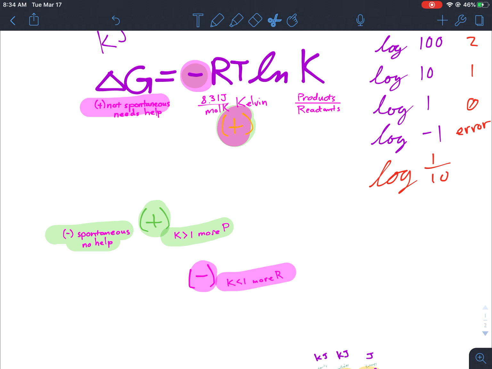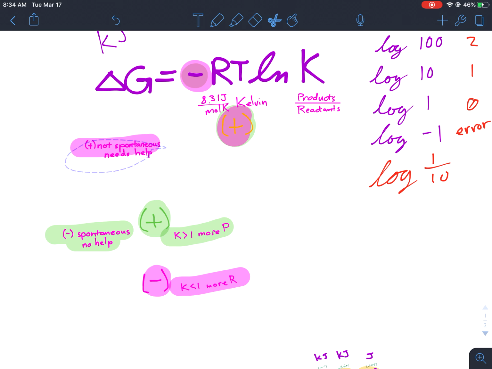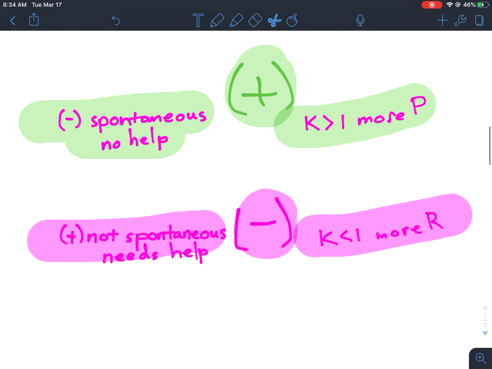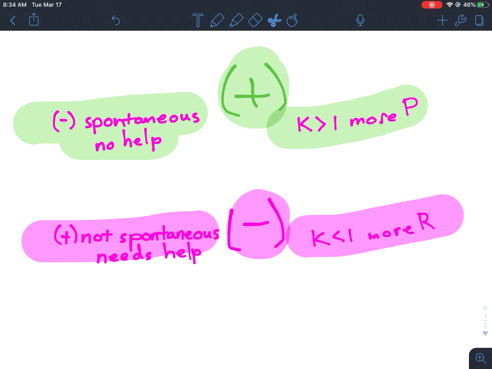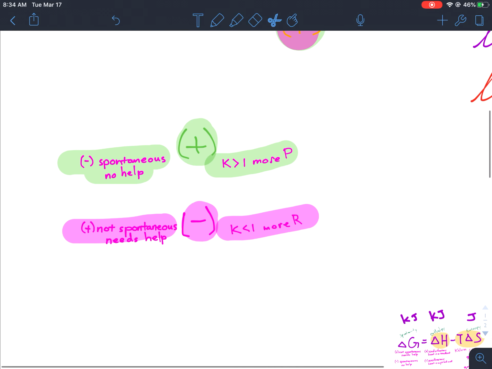If I have a negative LNK, then I am not spontaneous. If I don't produce a lot of product and I produce a lot of reactant, then I need help. My reaction is not working. I'm not going forward. So this is the easy way for me to memorize it. Okay, it's kind of the opposite.